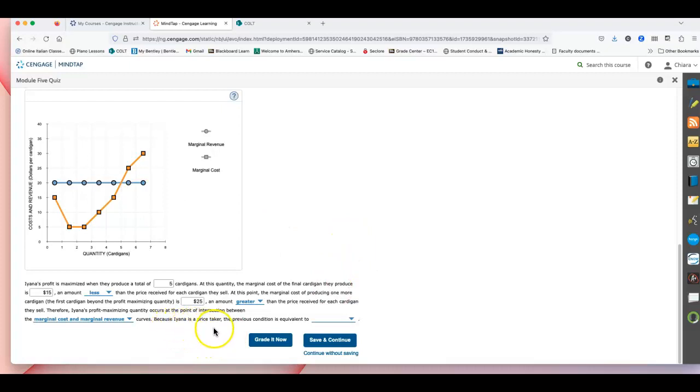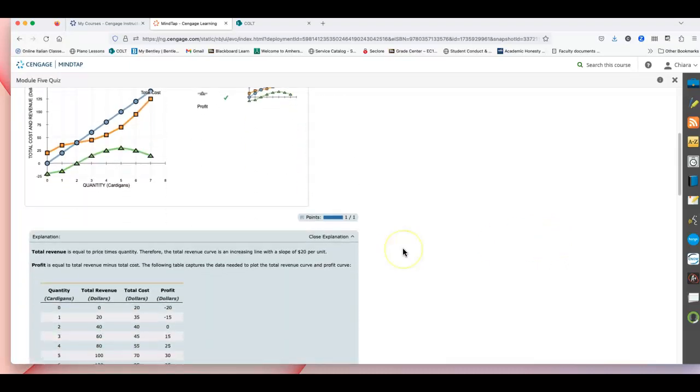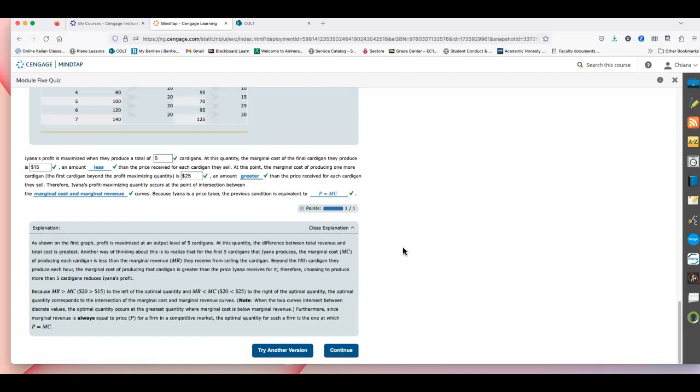And because Ivana is a price taker, she can't decide the price. The previous condition, saying that the marginal cost equals the marginal revenue, is like saying that the marginal cost equals our price, right? Because marginal revenue equals price. So if we produce at the point where marginal cost intersects marginal revenue, then we can also say that the marginal cost equals the price. We're going to grade it, and it all came out fine. And this was the solution to this question.